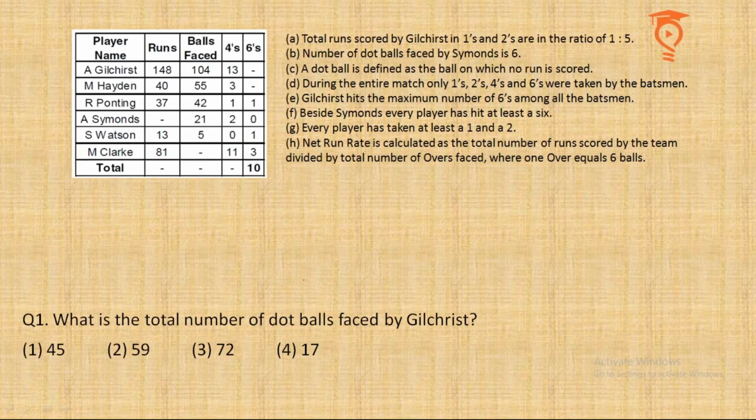So let us see first things first. Gilchrist hit the maximum number of sixes. We know the total number of sixes is 10 and everybody hits at least one six. This point F and point E we have taken care of. So except Simons, because he hits 0 sixes, everybody hits at least 1 six. So till now we have a count of 5 sixes, 3 by Clark, 1 by Watson and 1 by Ponting. 5 remaining. And since Gilchrist has to hit maximum number of sixes, there is only one thing that we can do: make the number of sixes for Gilchrist as 4 and 1 for Hayden, because we have to give 1 six to Hayden because everybody hits at least 1 six except Simons.